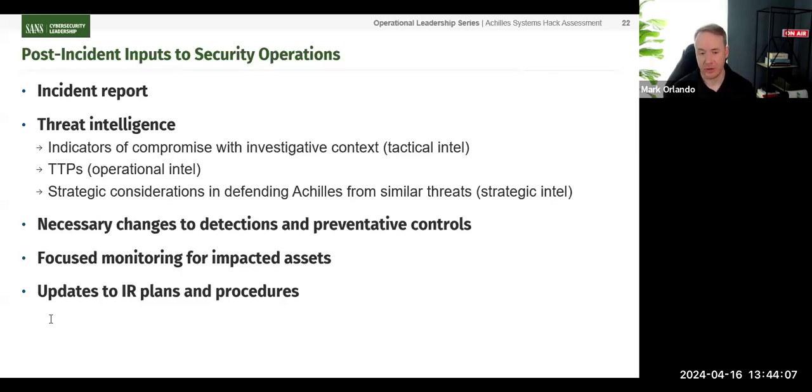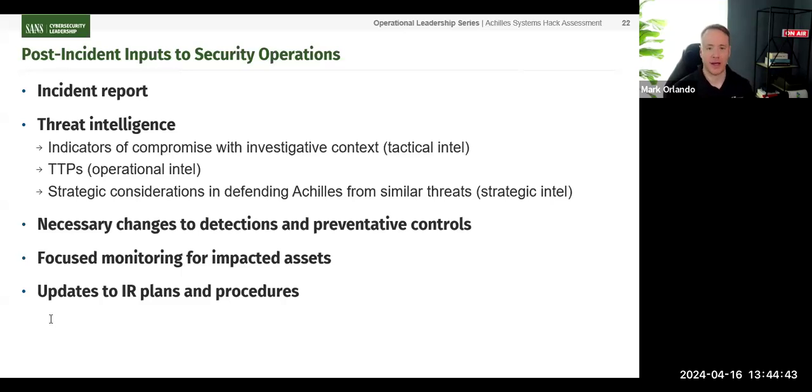We may need to continue doing some focused monitoring of impacted assets. Remember all the way back at the beginning, when I told you about the incident, we talked about how we're missing some log data. It's kind of unclear the full extent of the attacker access. So for some of those critical systems where we think the attacker might have had access, maybe, maybe not, we may want to focus on those assets, enable more verbose logging, more robust monitoring for the foreseeable future to make sure that we've fully contained the threat.